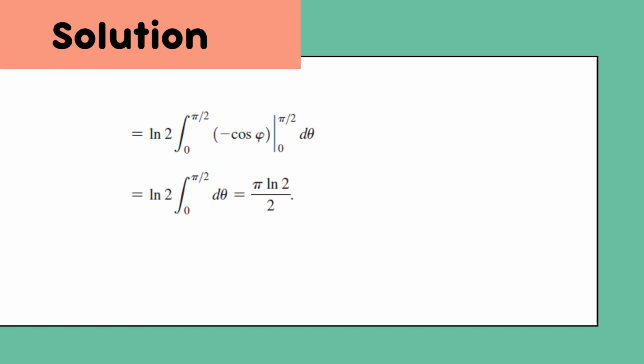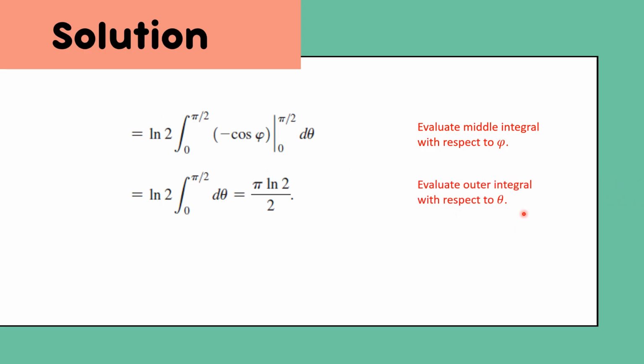Performing the first integration, we then perform the integration of the middle integral. So the integral of sine of phi is equal to the negative cosine of phi evaluated from 0 to pi over 2, which gives us this result.